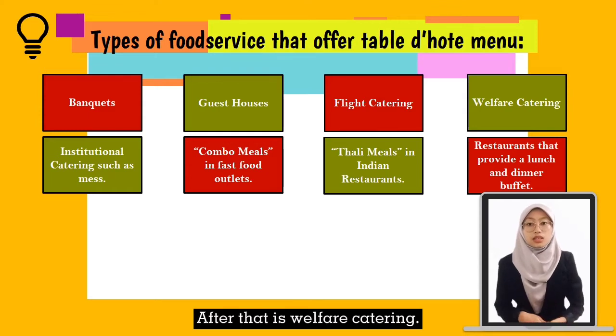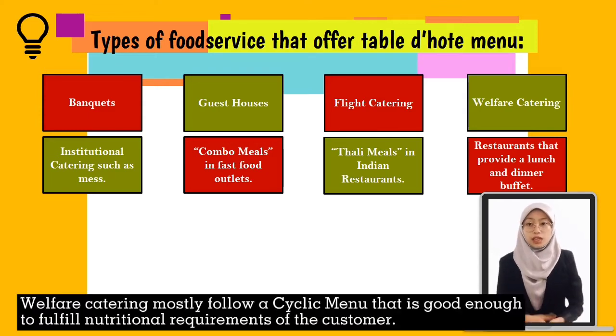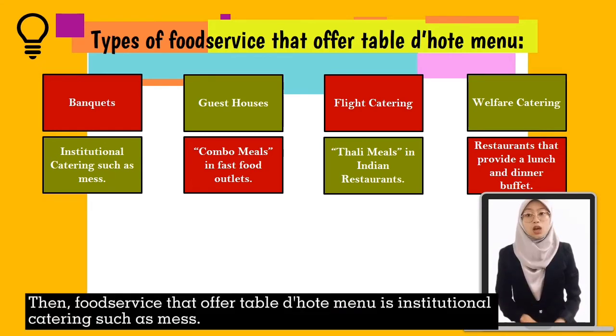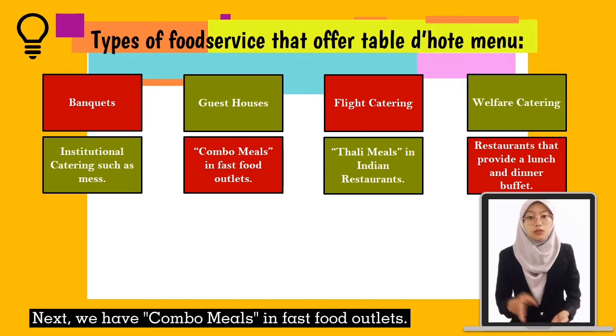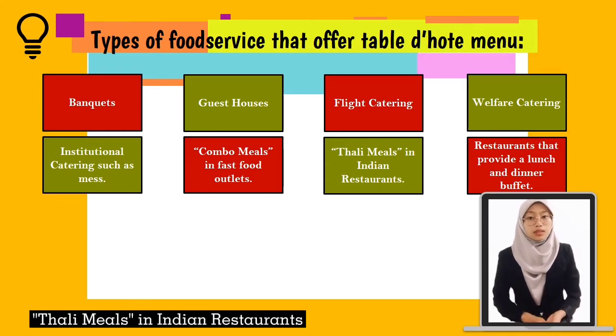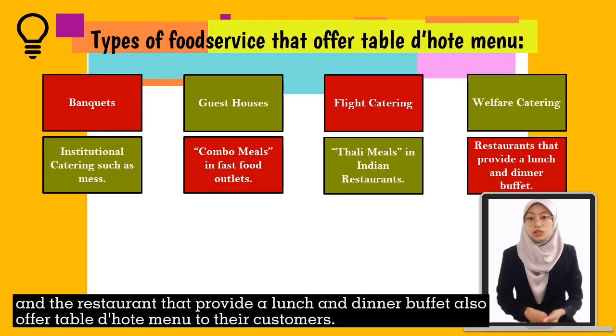After that is welfare catering. Welfare catering mostly follows a cyclic menu that is good enough to fulfill nutritional requirements of the customer. Then, food service that offers table d'hôte menu is institutional catering such as mess. Next, we have combo meals in fast food outlets, thali meals in Indian restaurants, and the restaurants that provide a lunch and dinner buffet also offer table d'hôte menu to their customers.